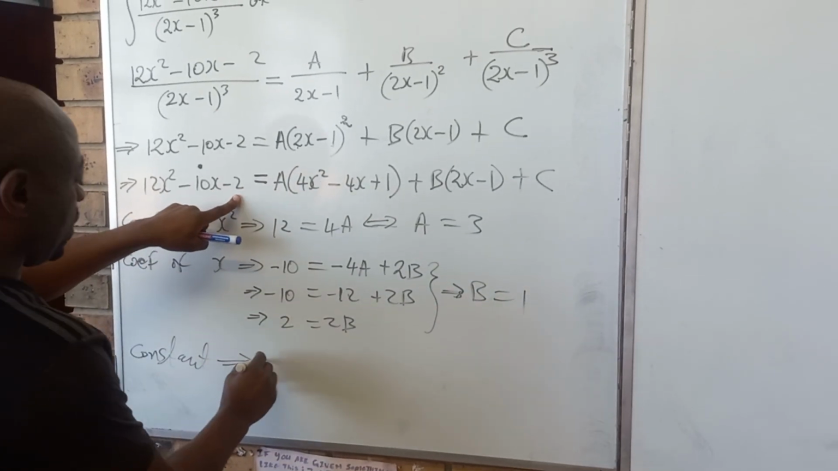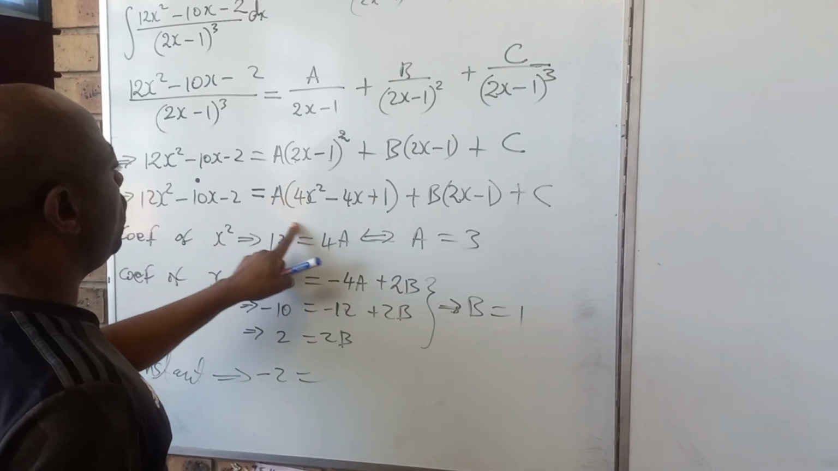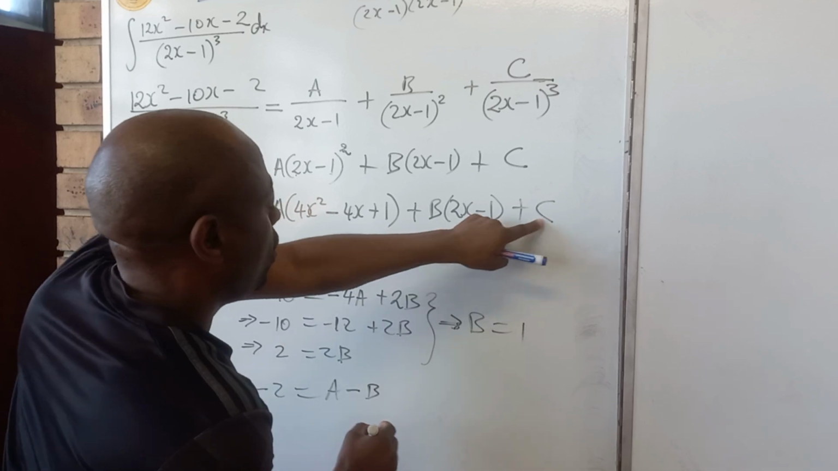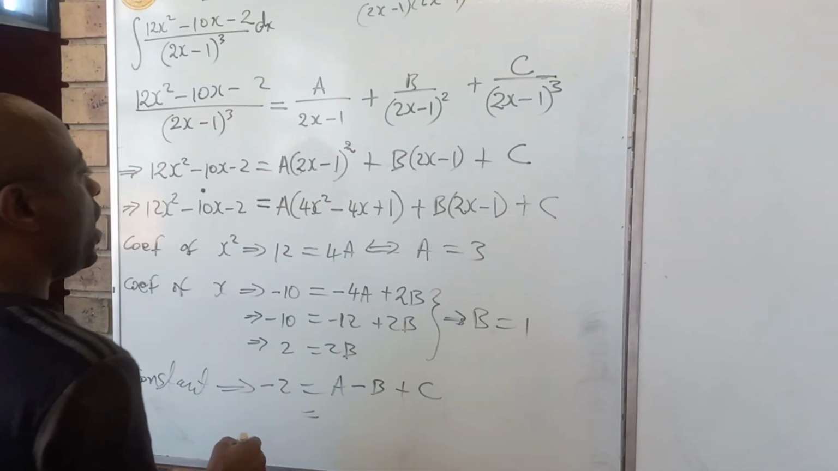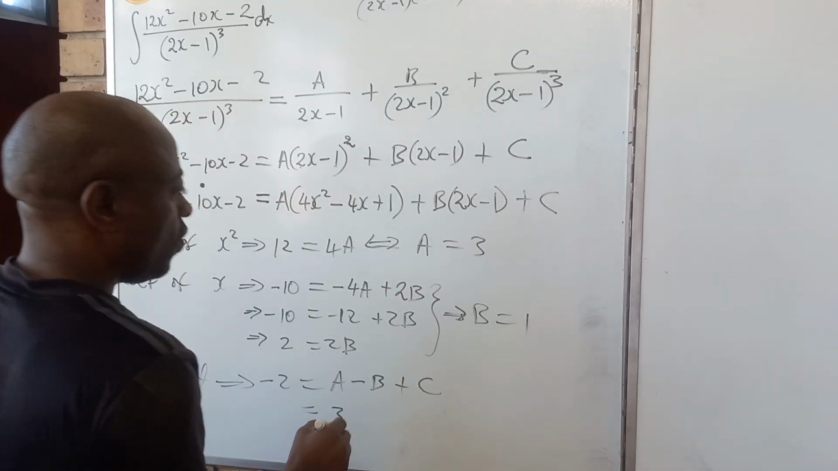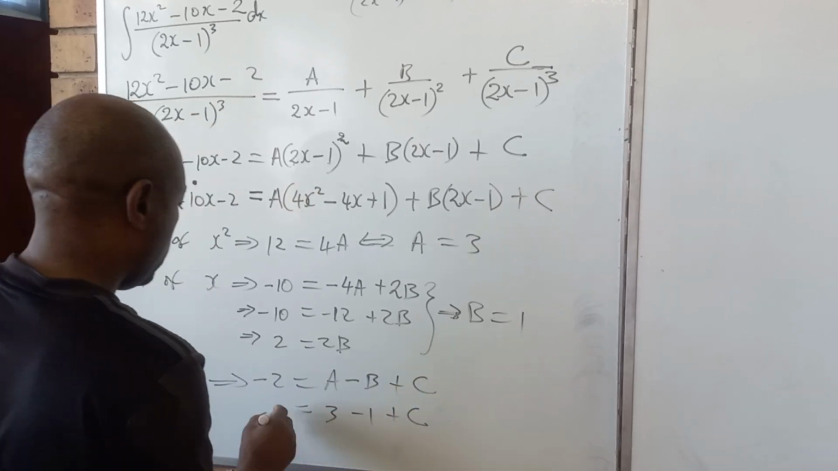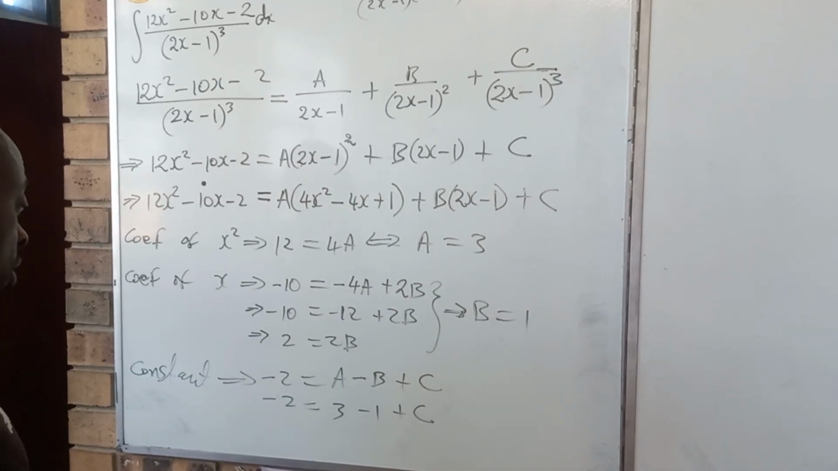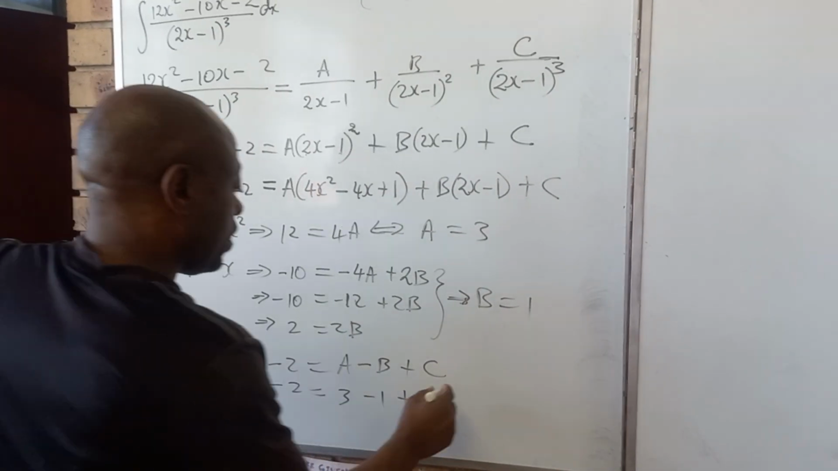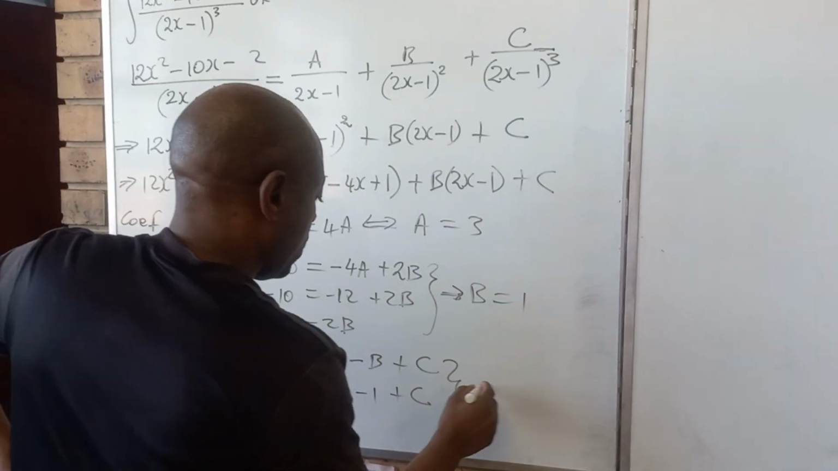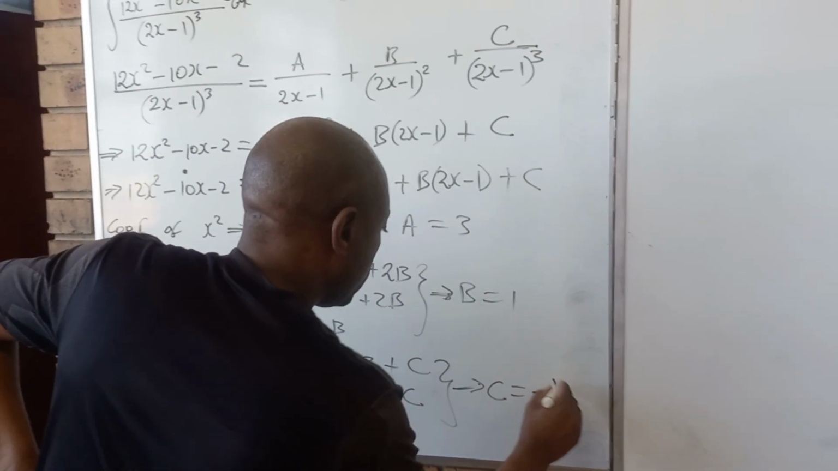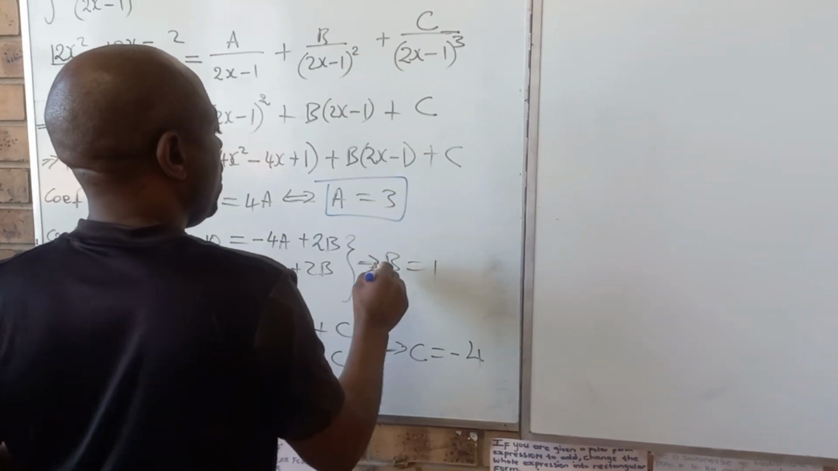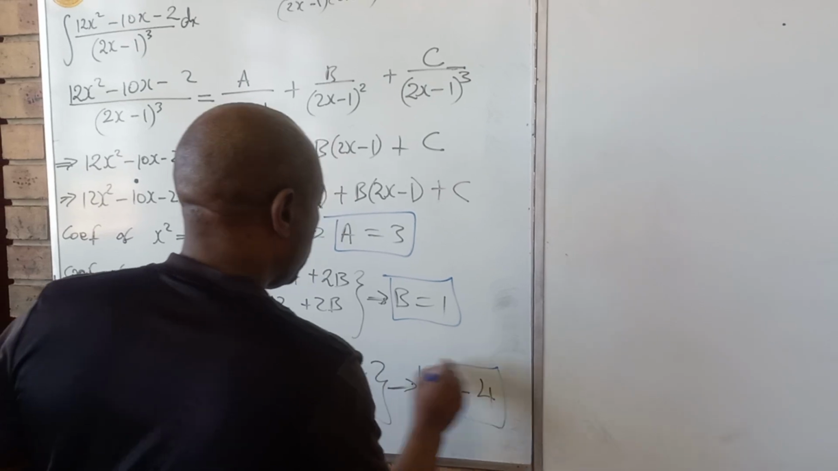Then finally, the constant term on both sides. On the left, our constant is negative 2. On the right, we've got A, negative B, and C. We've got A as 3, B as 1, and C equal to negative 2. So 3 minus 1 is 2. So 2 will go that side as negative 2. So negative 2 minus 2 will tell me that C is equal to negative 4. So we have succeeded in getting the values of A, B, and C.